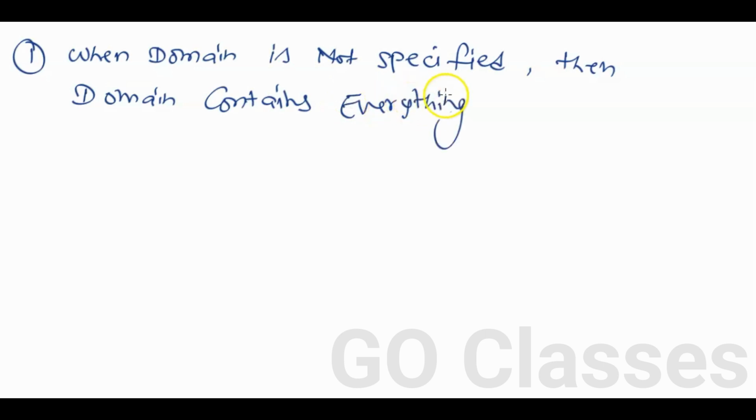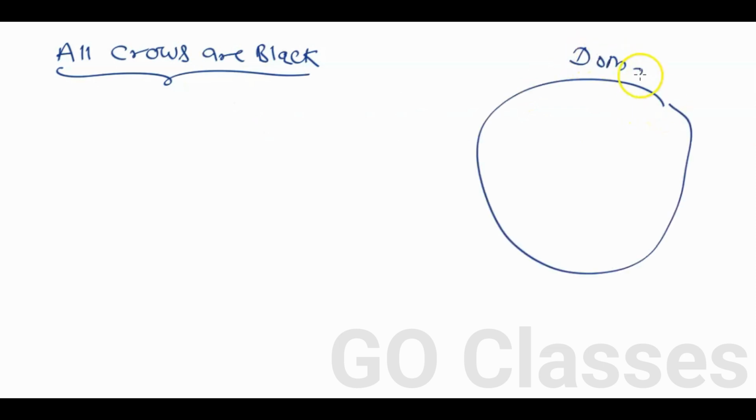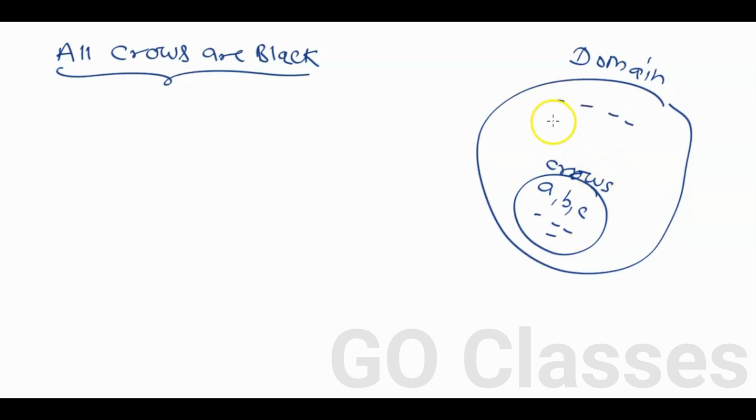Now, here you can notice the domain is not specified. So let's assume the domain contains everything. It means in the domain you have crows. Let's assume these are the crows, for example A, B, C. So in the domain you have all the crows and there are all the non-crows also. The domain contains everything: all the birds, all the animals, all the people, everything is inside this domain.